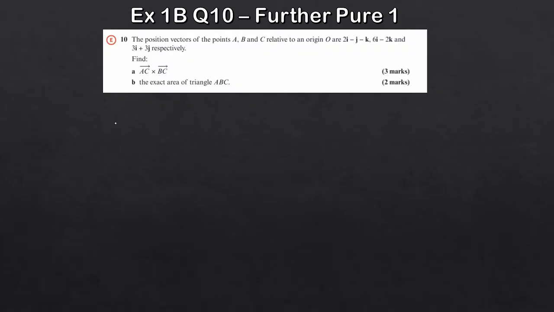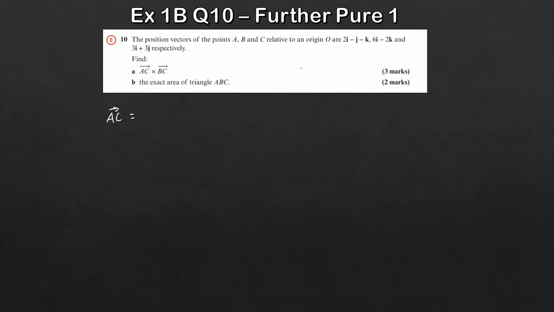Well, first off, before we can actually use the cross product, we need to work out what AC is, the vector AC, and we need to work out what BC is. So this should be very, very basic from A-level maths and your core pure revision. But just in case, remember, if you want to find this vector AC, we do the position vector of C minus the position vector of A.